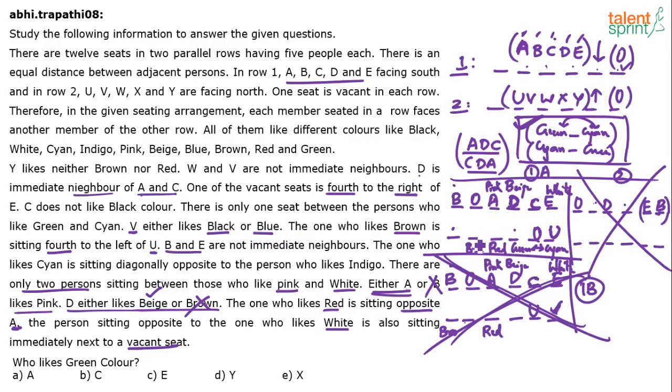Is this black or blue? No, this is brown. This is red. This is green. And this is cyan. This is anyway a vacant seat. V likes either black or blue. So the only possibility is V has to come here and black or blue will come here. Other seats are only blocked with some other color. So V's position is fixed.